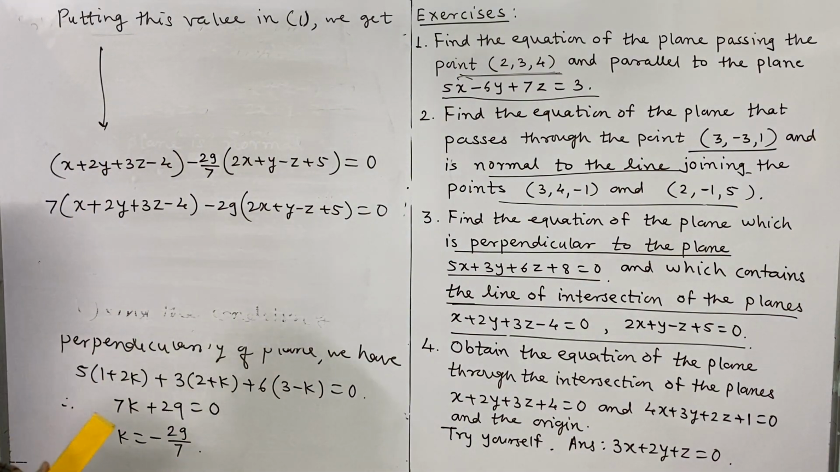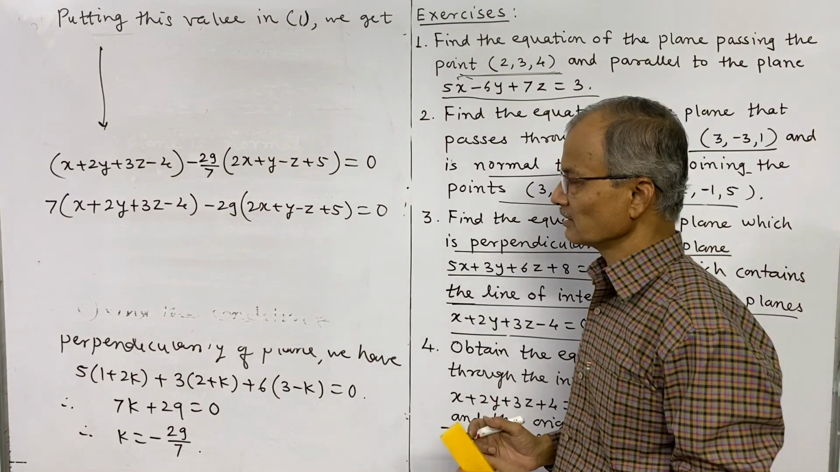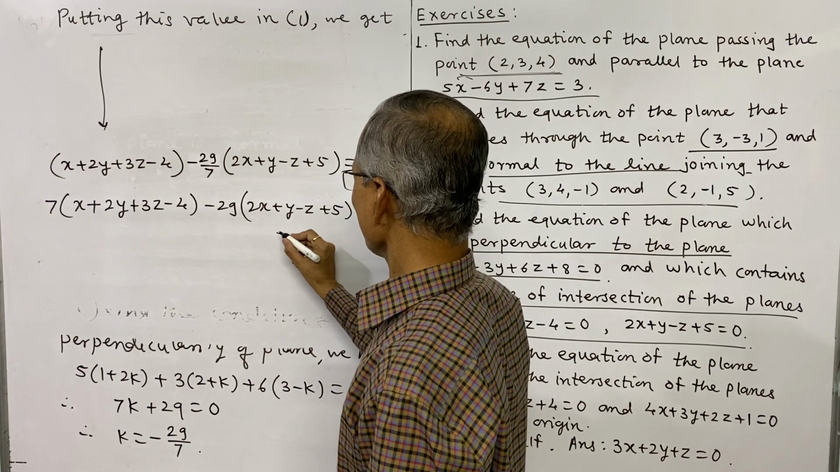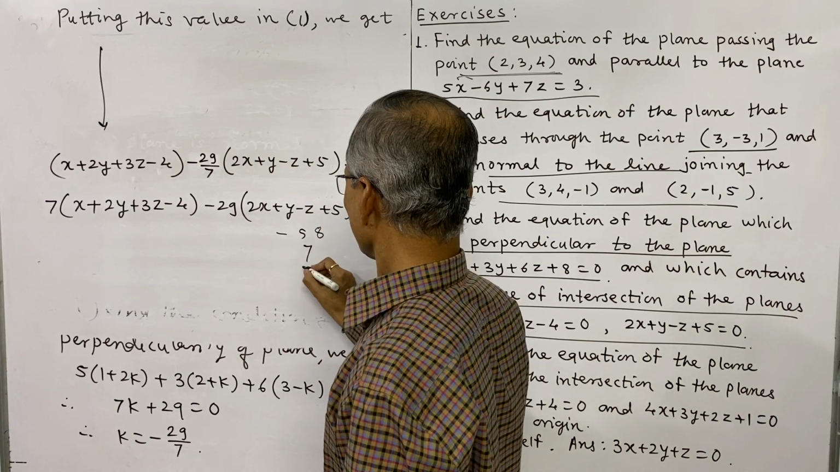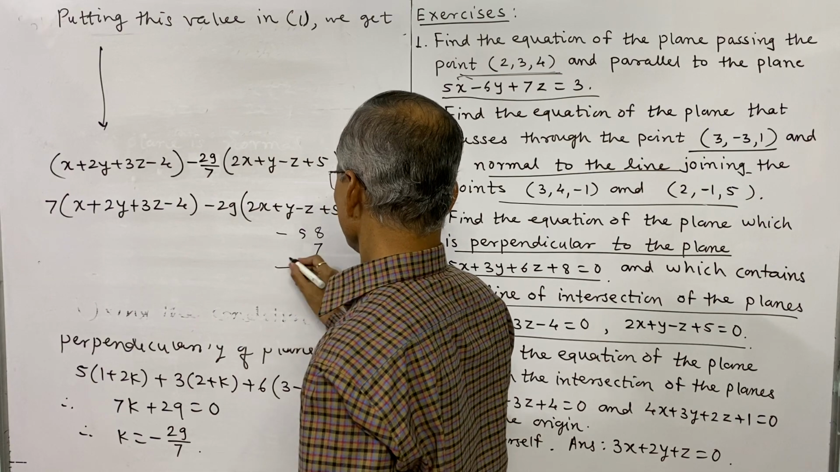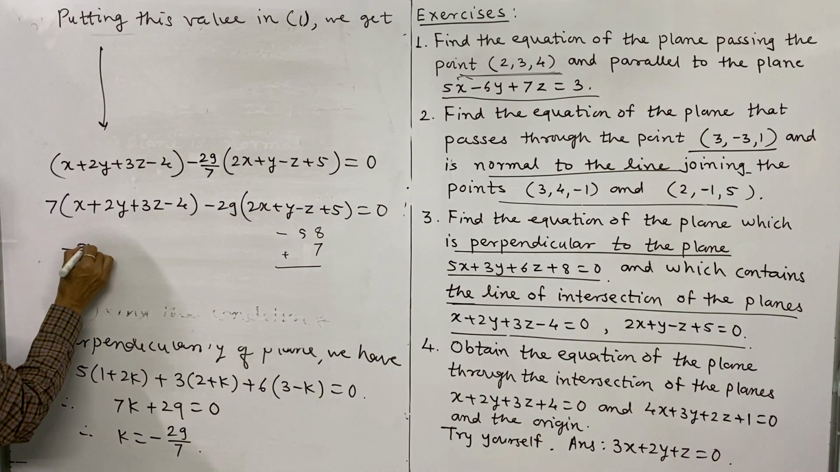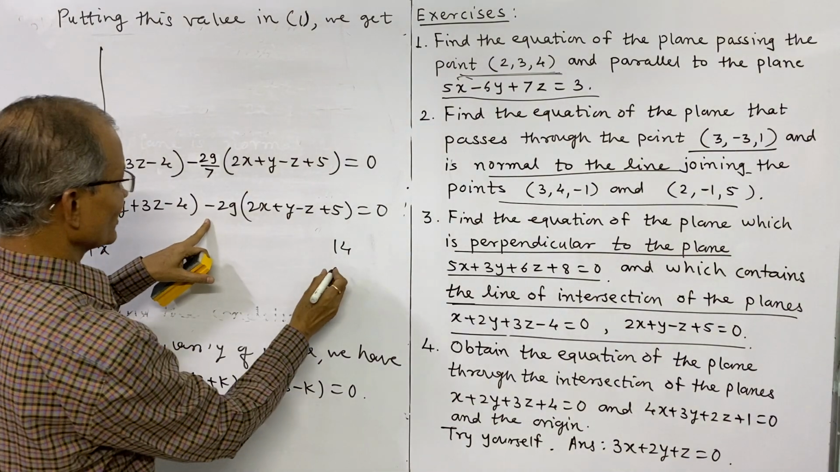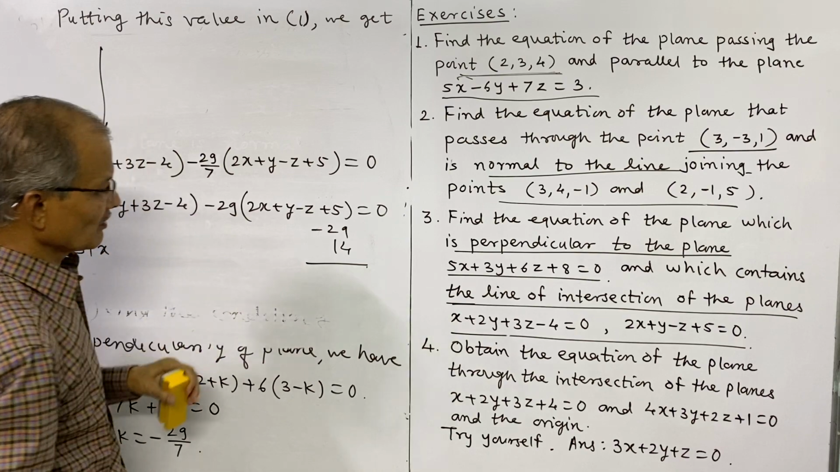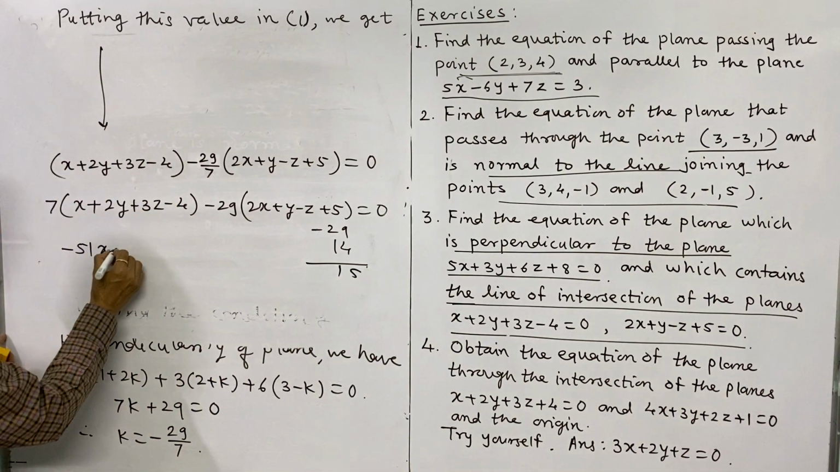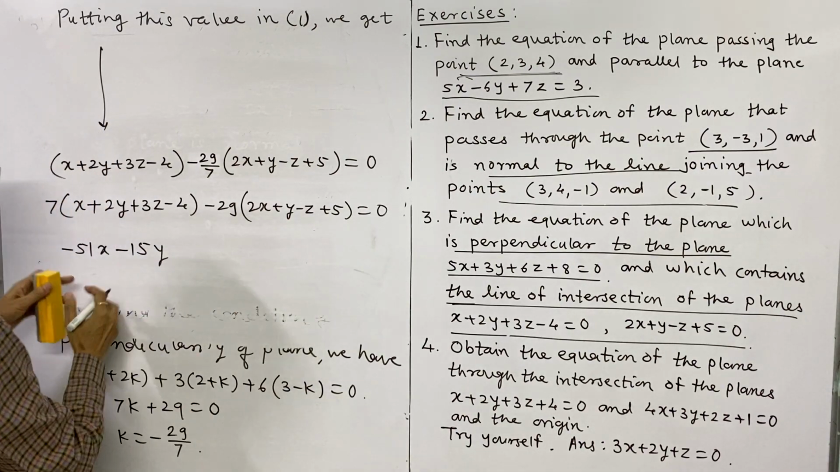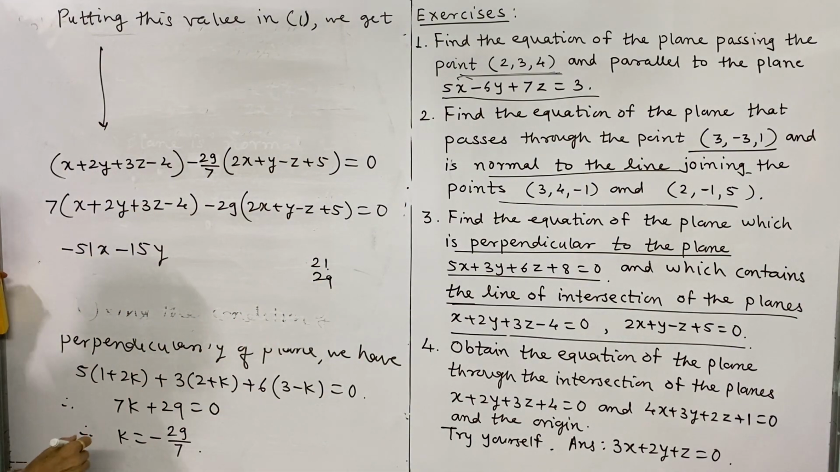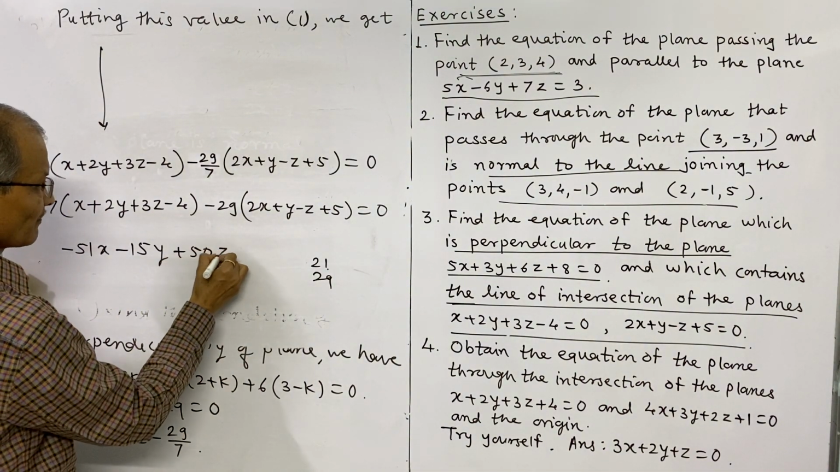Let's simplify and put it in general form. That means first write the term of x, then y, and then z. So what is the calculation here? The coefficient of x is 7, and this is negative 58, and positive 7. So that gives negative 51 times x. And now see the coefficient of y, that is 14, 7 into 2, and here it is minus 29. So this will be subtracted, that will be minus 15 y. And what about z? It is 21z, and this is plus 29, and this means plus 50z, it is positive.